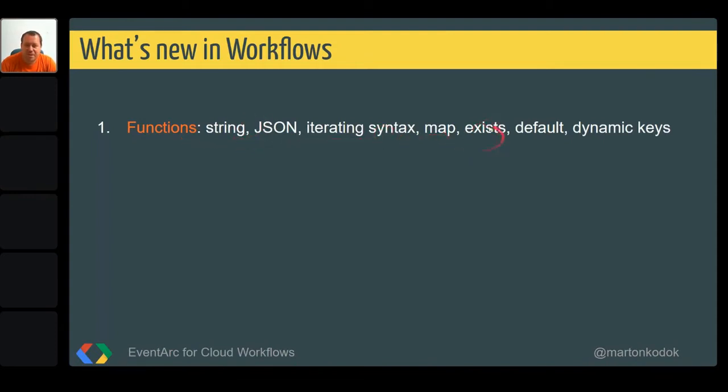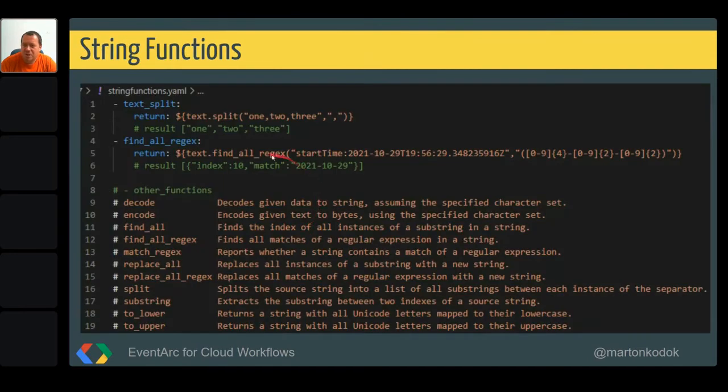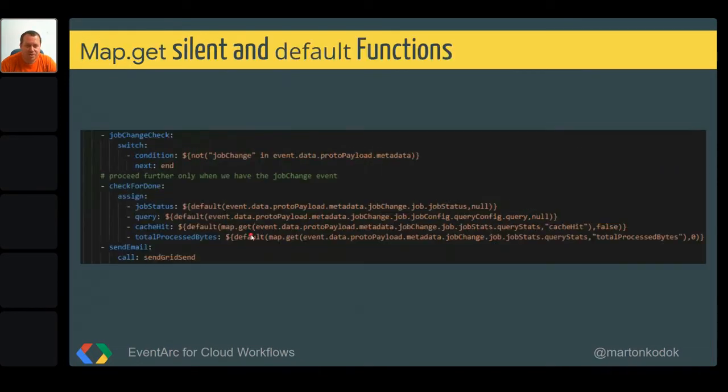There is a nice syntax for exist and default and dynamic keys. So essentially, if you want to do all sorts of functions, you have decode, encode, find, all these operations in order to work, in the workflow, in your orchestration engine, with the data that you want to process, or you want to create a loop on it, or a conditional execution, and you have access to all these string functions.